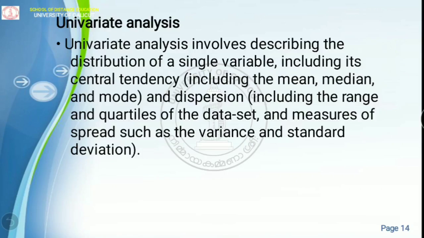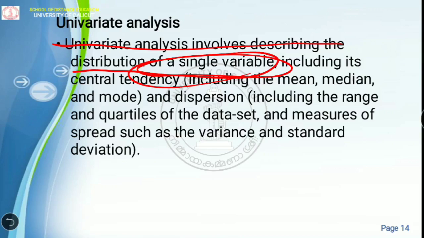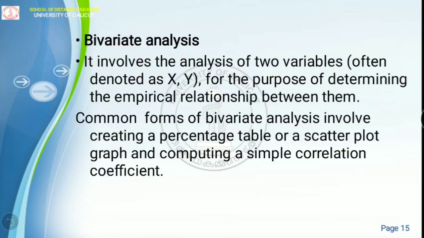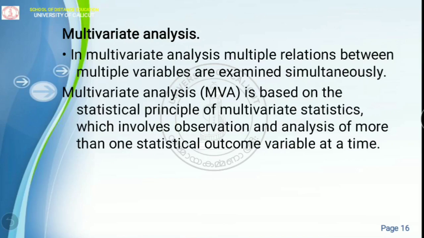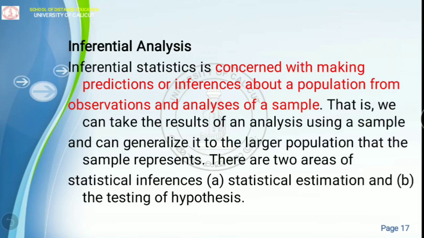Uni, as the name indicates, involves describing the distribution of a single variable. If you are analyzing a single variable, it is univariate analysis. If you are analyzing two variables, it is bivariate analysis. Multivariate analysis shows the relation between multiple variables or multiple factors.